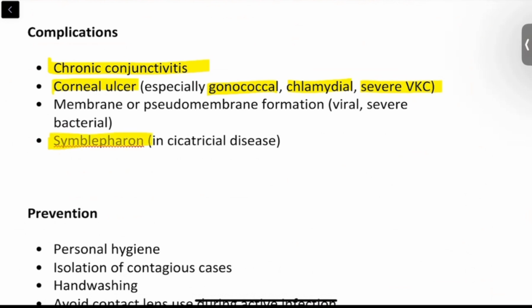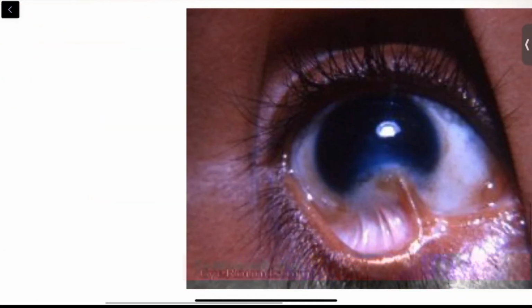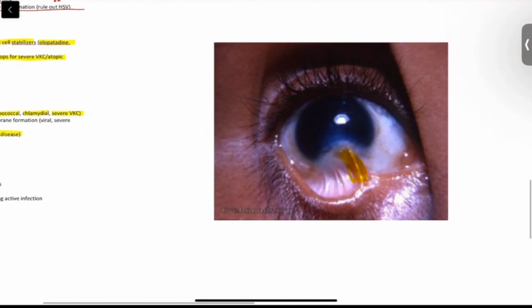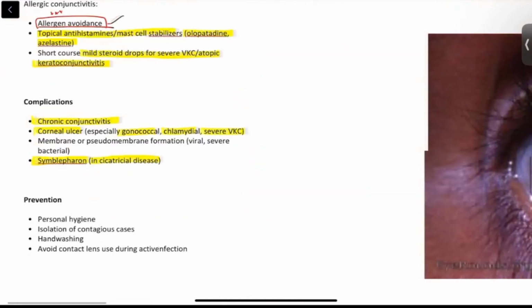There can be formation of symblepharon, which is a cicatricial disease. Like what is symblepharon actually? It happens like this. There is a wing shaped connection growing. This is conjunctiva encroaching the cornea. So this can be a complication of conjunctivitis if not treated.